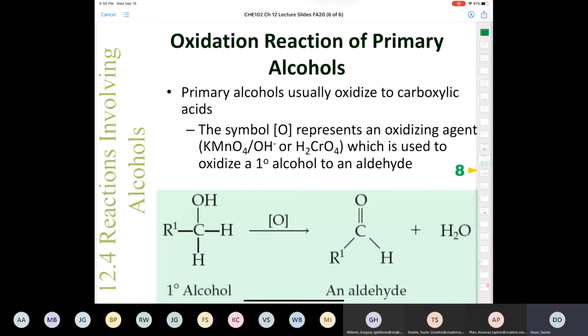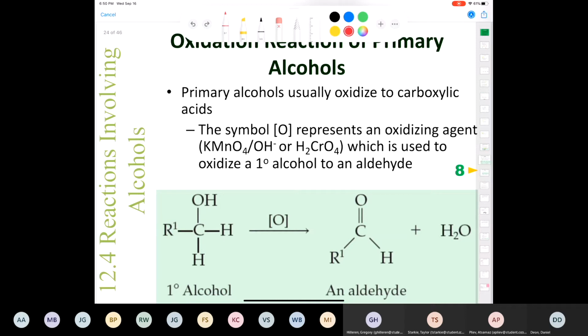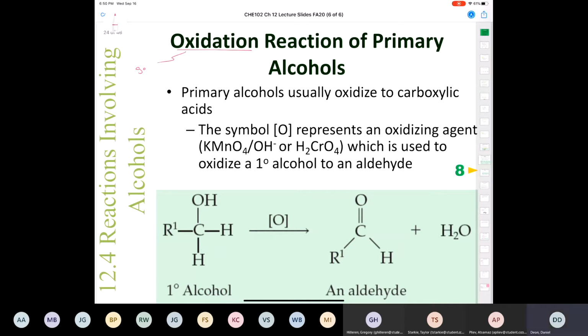All right, well, let's switch gears entirely and talk about an oxidation reaction, or the oxidation of primary alcohols. Remember, I told you earlier on this evening that oxidation is gaining oxygen or losing hydrogen. Right? Remember reduction? Reduction was gaining hydrogen or losing oxygen.